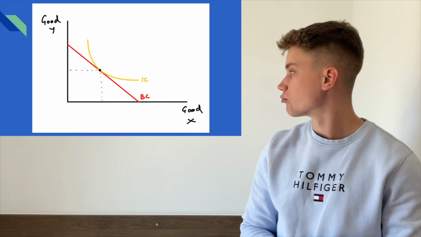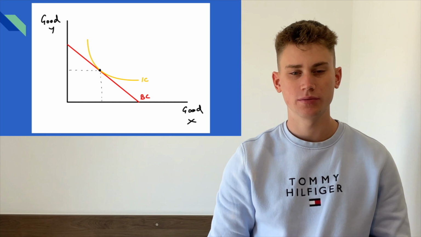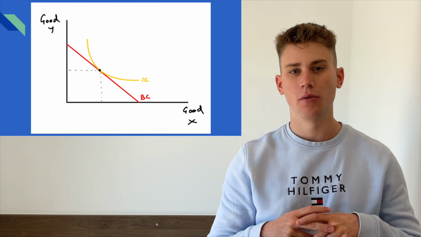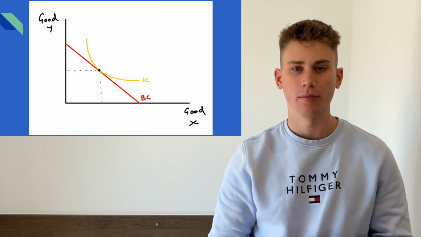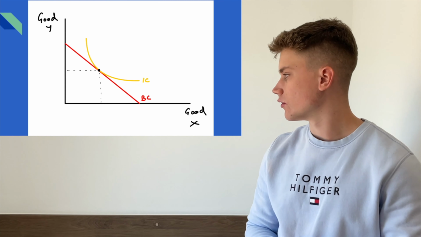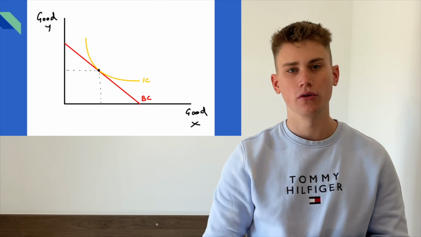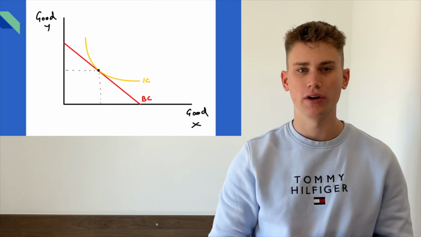You can see the red budget line, which basically shows you what quantity of goods you could purchase for the amount of income that you have. So on the x-axis, right down on the bottom, if we had no good y, we'd have that amount of good x.